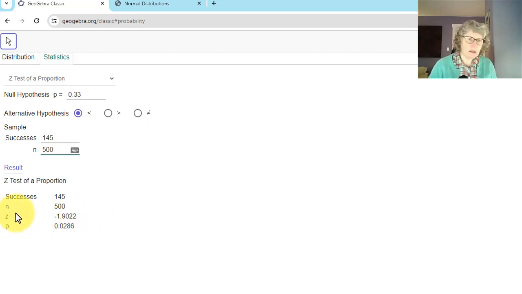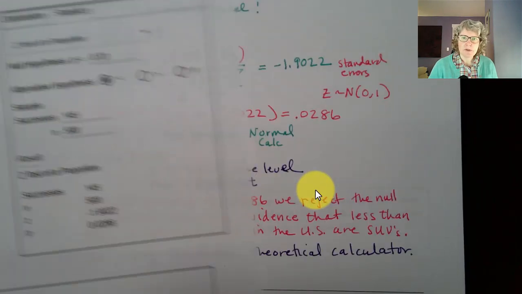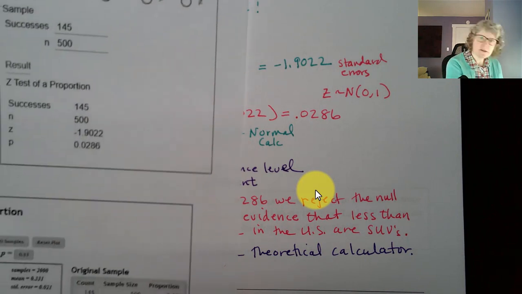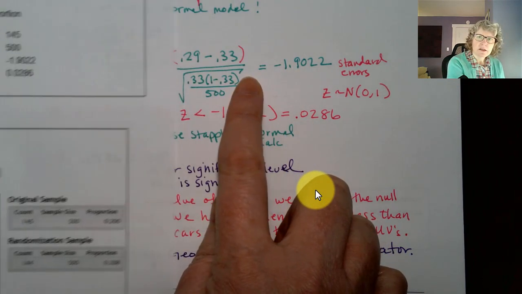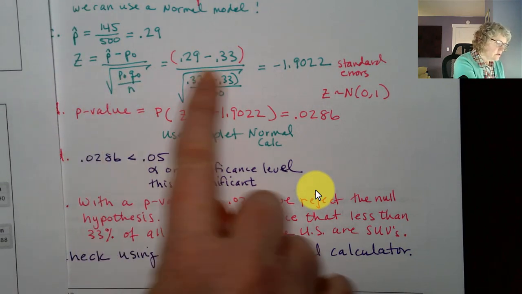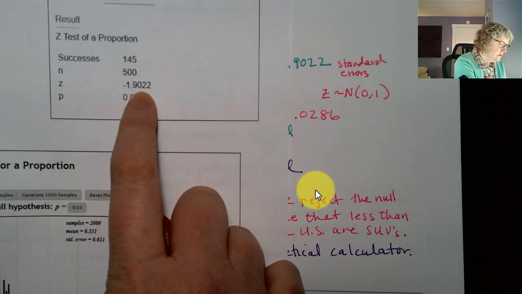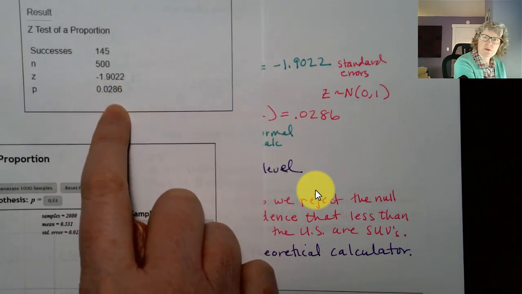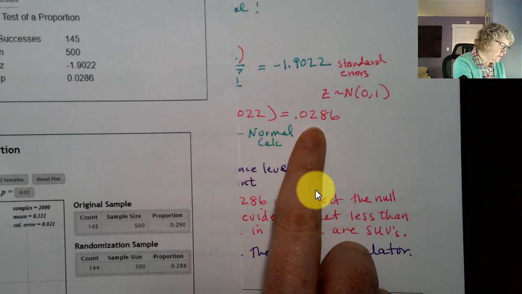So let's see. We have our p hat, our 145 out of 500, our z-score, which is exactly what we got, negative 1.9022, and our p-value. I wish they said p-value because there's so many p's here. But you can see that p is different from that p. Our p-value is 0.0286. Let me just go back to the notes, and here we can compare these side by side. Here was our z-score, which is negative 1.9022. And then our p-value, this came out exact.